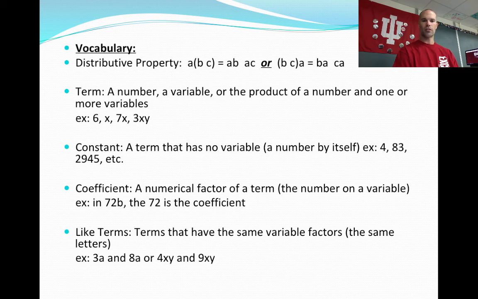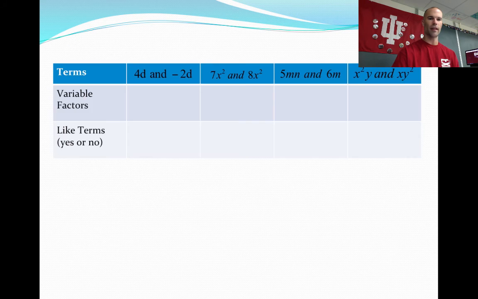And like terms are terms that have the same variable factors, so 3a and 8a would be like terms. 4xy and 9xy would be like terms, but 3a and 4xy would not be like terms because they do not have the same letters, the same variable factors.